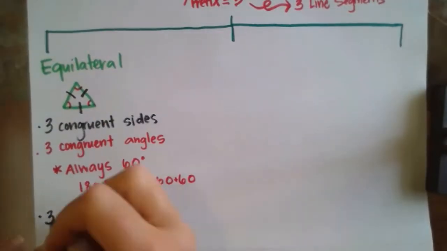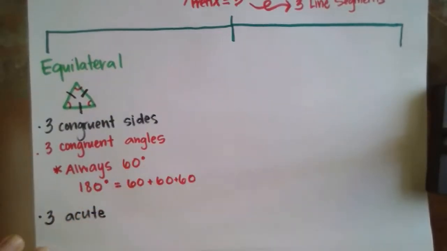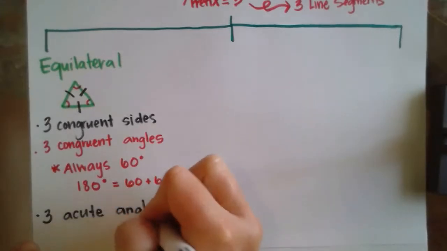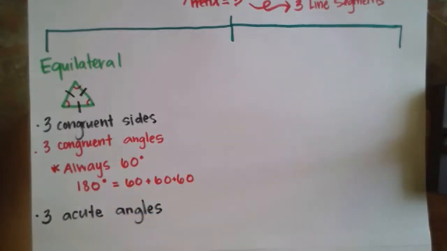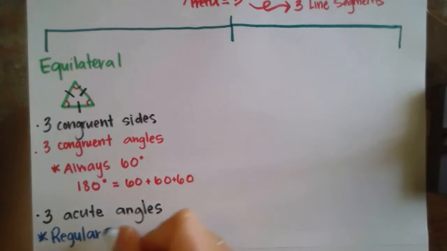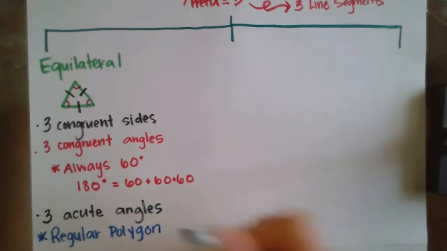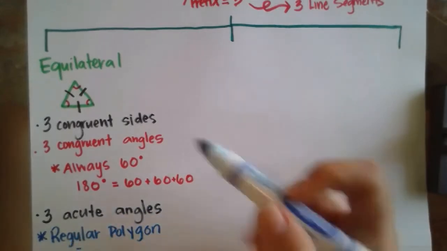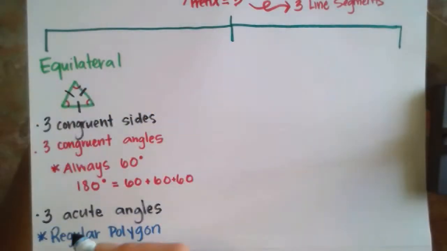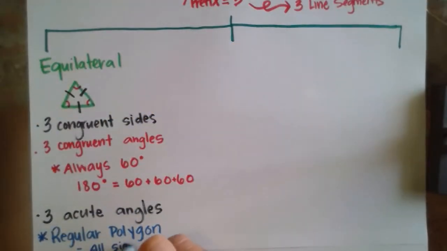Since all 3 angles are less than 90 degrees, these are called acute angles. Equilateral triangles have 3 acute angles. Since all of these sides are congruent, we can call this triangle a regular polygon. If you followed along in the last lesson, we learned that regular polygons have sides that are all equal.